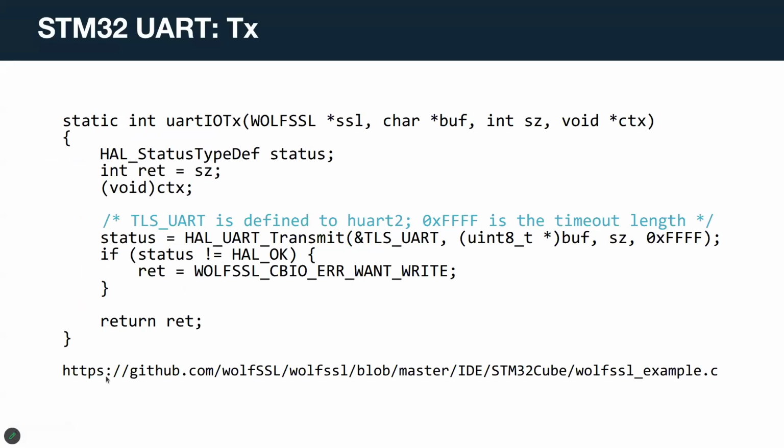So for transmission, it's very simple. wolfSSL will give you a buffer and a size, and you'll just send it over via the HAL_UART_Transmit function. In this case, FFFF is the timeout length, which is the maximum it can possibly be. And so we basically just wait forever until we get the data. In this case, if you've made a mistake and you got here by accident, you have to reset the board.